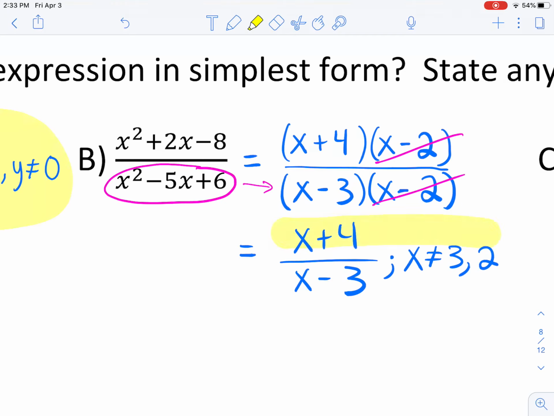That's what would make our original denominator of the rational expression 0.